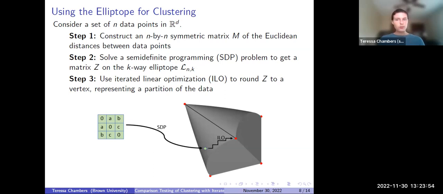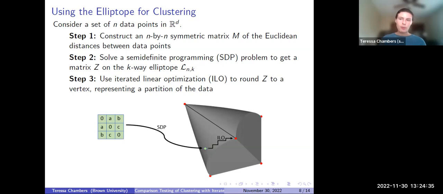Now, what I'm not going to do right now is tell you about what specific semi-definite programming problem is actually going to do this for us, because what I really want to focus on now is that what semi-definite programming is not going to do is put us at a vertex. The vertices are what we're interested in. The vertices are the partitions. So we need to get from the matrix that we land in to some vertex that represents a partition. That will be the solution to our problem of grouping our data points.